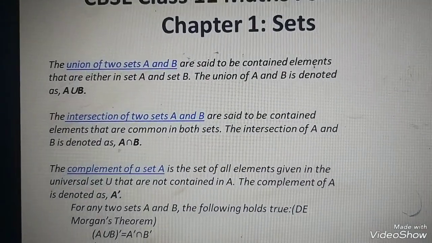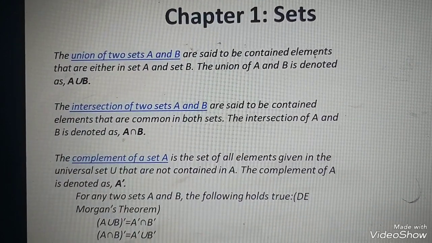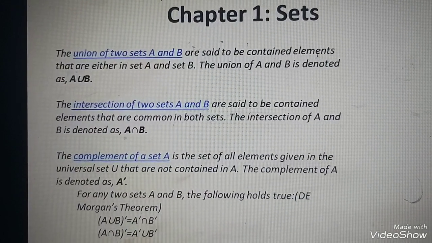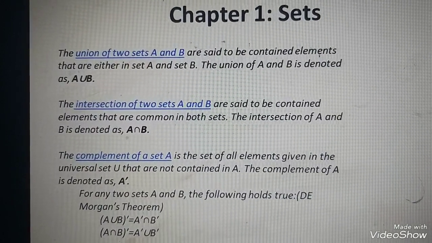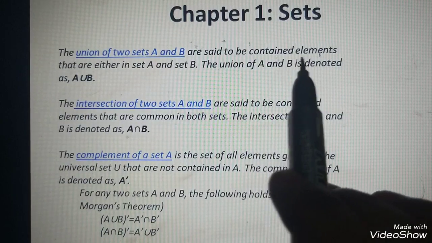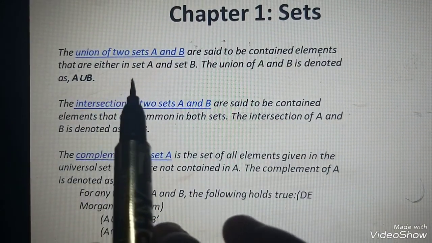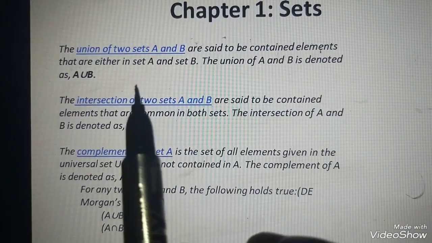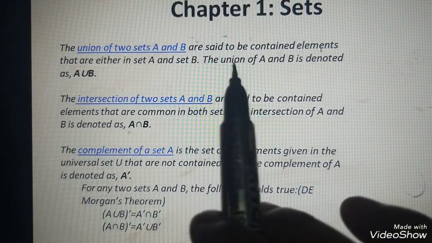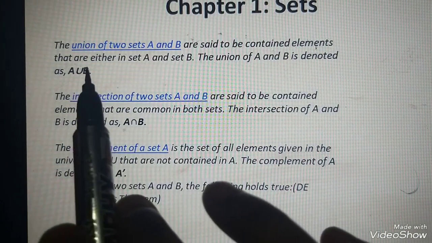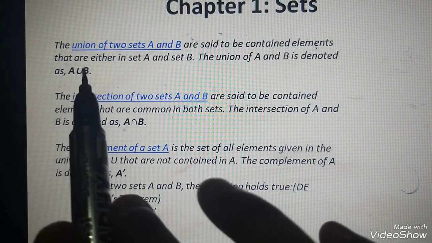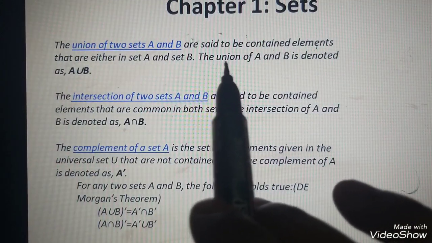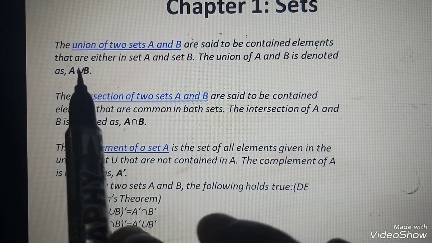Chapter 1, sets. First we are going to learn chapter 1, sets. In the sets topic we have the important formulas. The union of two sets A and B is said to contain elements that are either in set A or set B. The union of A and B is denoted as A union B, and we use the symbol U to denote the union.